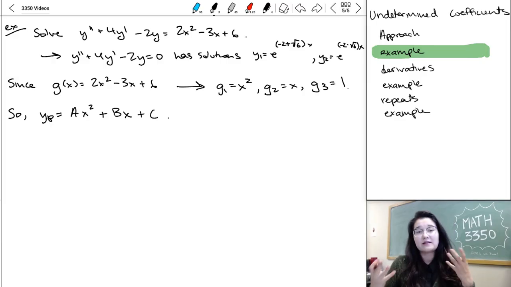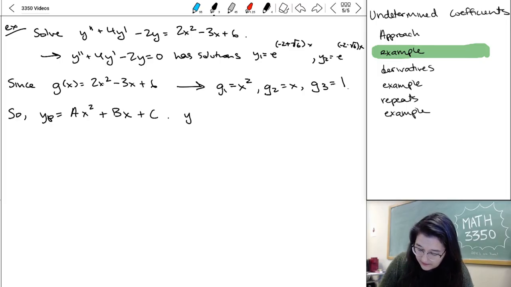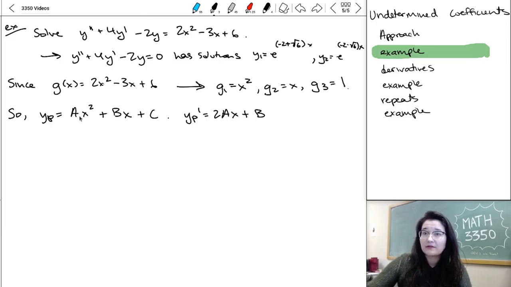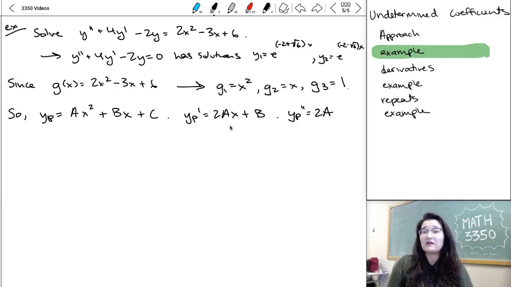I need to take my assumed solution and plug it into my differential equation. That means I need derivatives. So yp prime is just going to be 2ax plus b. x squared becomes 2x, x becomes 1, and then the constant goes away. And yp double prime, derivative of x is 1, so I get 2a, and my constant b goes away.